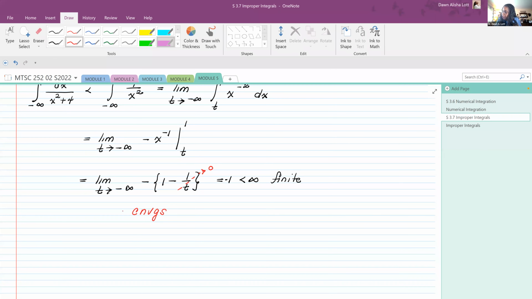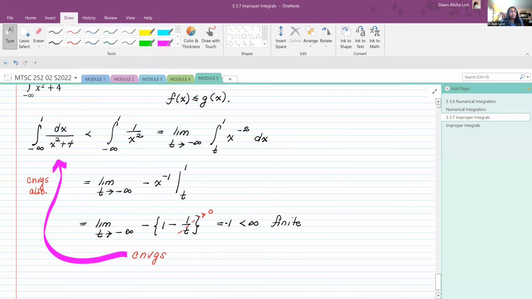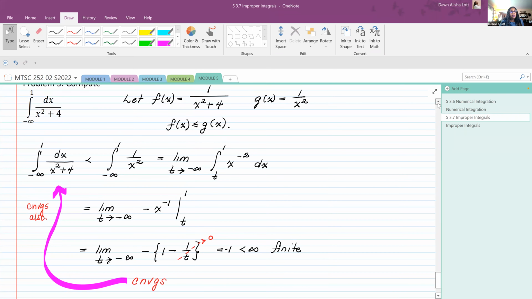So by the comparison theorem, not what I wanted to do. By the comparison theorem, that integral converges as well. Okay, so let me just pull up that just a little bit so y'all have some time to write that down.